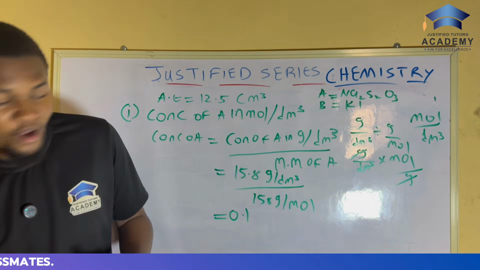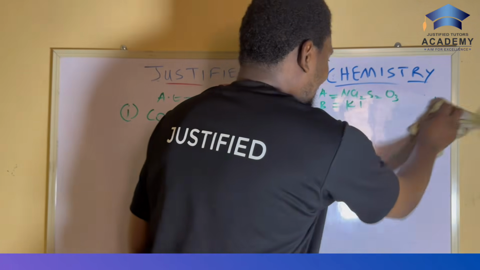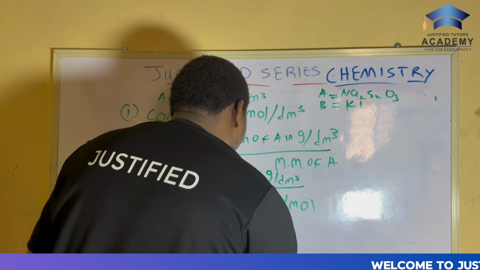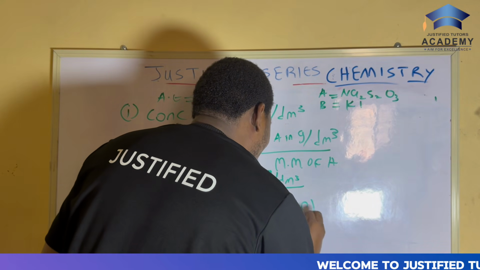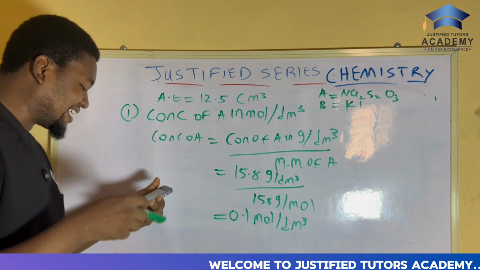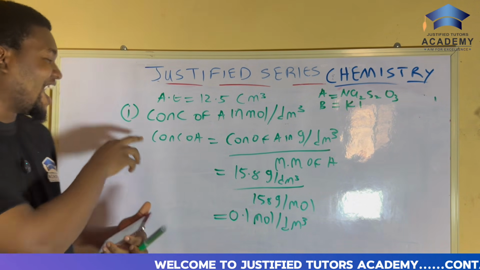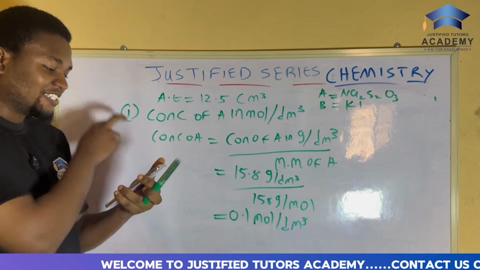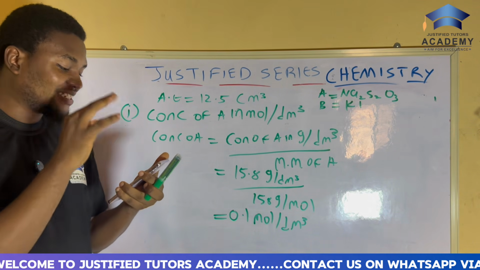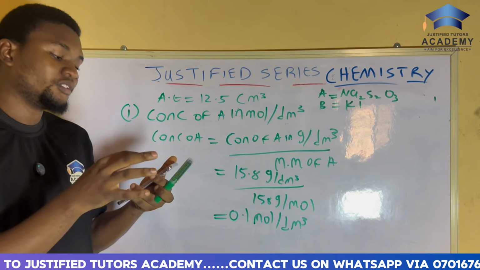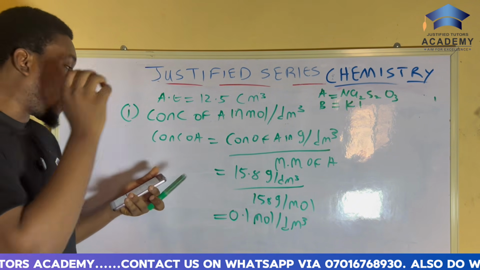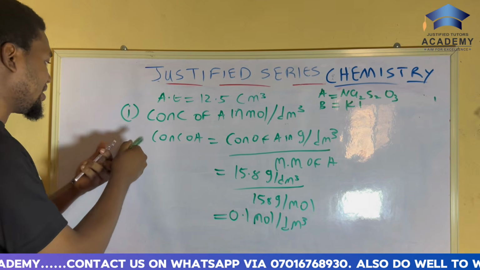Chemistry is sweet. Alright, so that's it. The answer is 0.1 mole per dm cube. We've successfully gotten the answer to question 1bi. 1a was getting the table and also getting the readings, the average titre value, which is what we've done here.